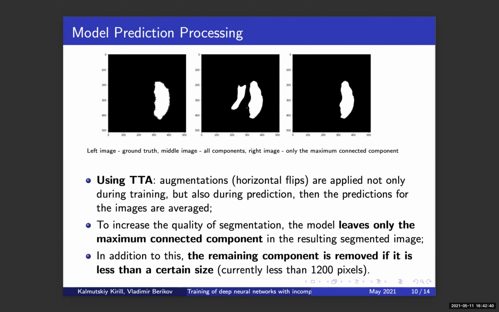I have implemented a classic algorithm of finding connected components. First I found all connected components in the image. Then I leave only the largest of them, so I get only one component without any others, and I just sum all elements in the image, and if the sum is more than 1,200 pixels, then I leave it. Otherwise, I cut it also. Oh, okay, I got it now. Thank you. Thank you for the question. Other questions?